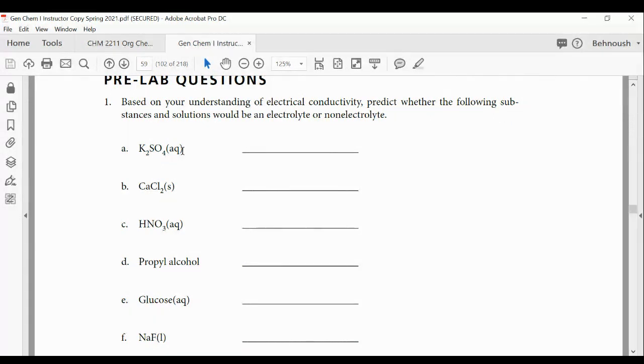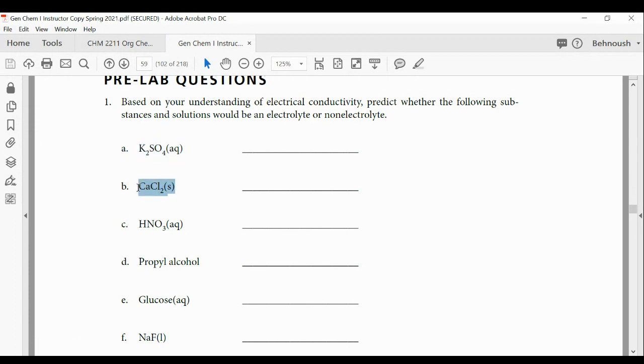K2SO4 (aq), electrolyte or non-electrolyte? Why is it an electrolyte? If it says aq, that means it's soluble in water. That compound is ionic. How do we know it's ionic? It's coming from a metal and a polyatomic ion, or a metal and a non-metal.